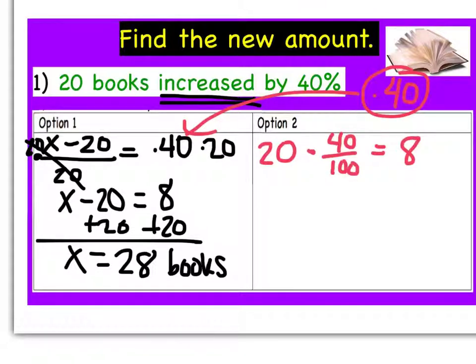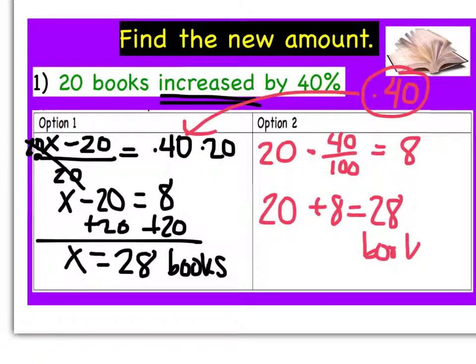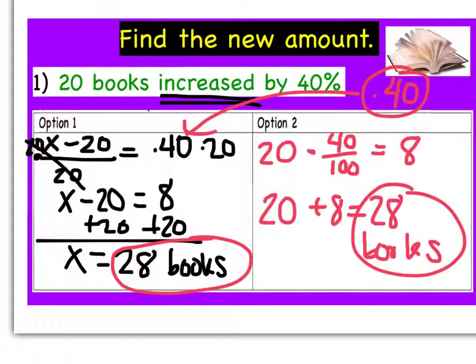Okay, now here's the second step on this one. We need to go back and we need to make an increase. So we have our increase amount, but now we need to say what is our new amount. So we're going to go 20 plus 8, that gets us 28, and then we write down books. And in both of those answers, they get us 28.